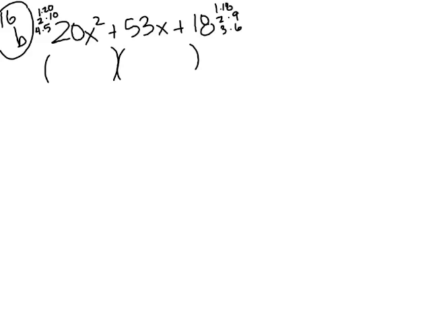I probably just need to go back and read. I'll just keep trying to follow. Okay, so let's start with a 4 and a 5. So there's my 20x squared. And then factors of 18, I have these to choose from, but I need to get to 53.